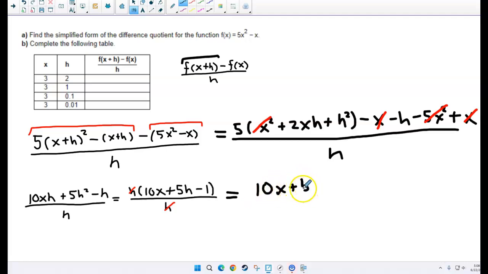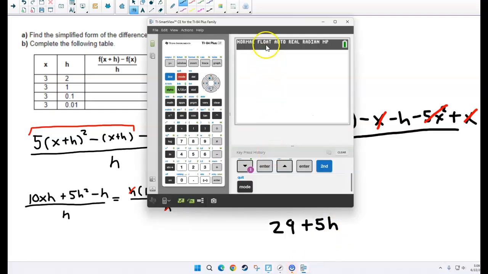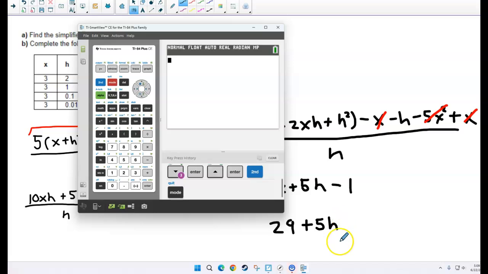plus 5h minus 1. Now to fill out the table, which is part B, you could plug in 3 for x and 2 for h, and then simplify the expression for all 4 of these rows. A very simple way to do this is, since x is 3 the whole way through, let's just evaluate x at 3, which would give us 30. We'd have 30, minus 1, so that would give us 29 plus 5h. And then we could just let the calculator evaluate this expression for all these different values of h.